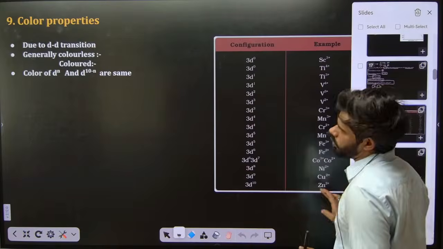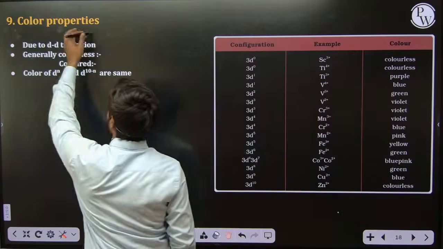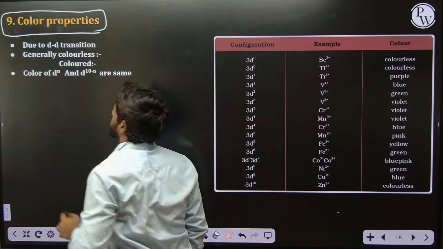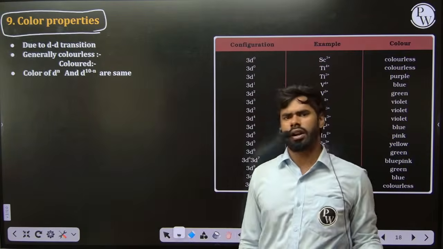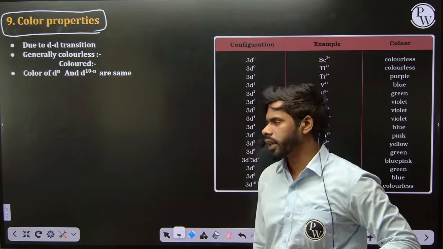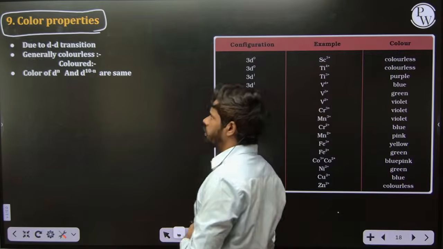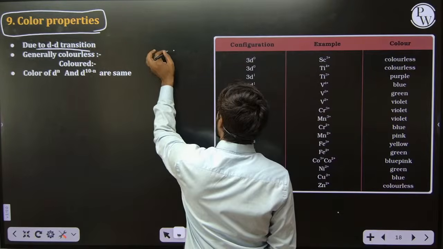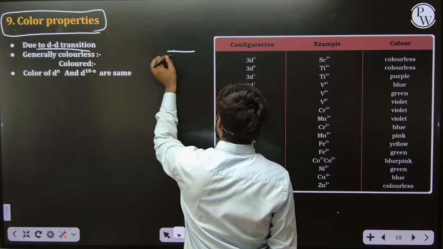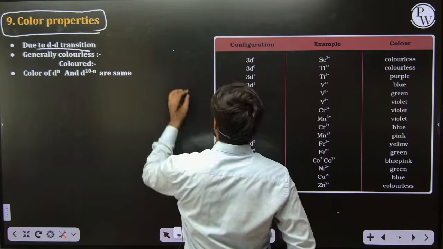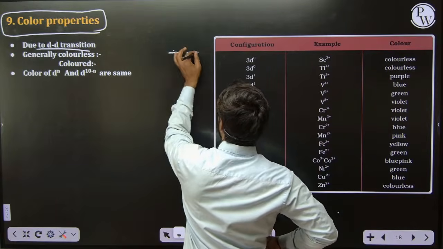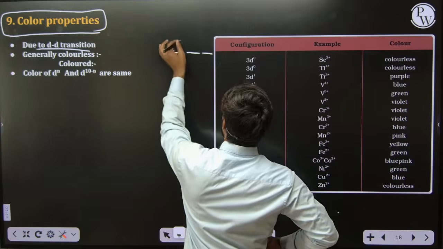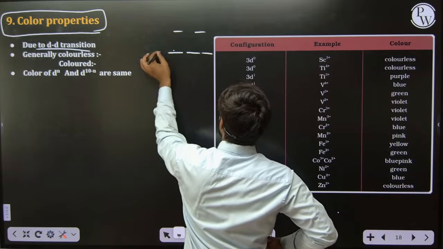Next, the color properties. Anywhere a color is formed, we can say there is a transition, a d-d transition, which occurs because d orbitals are involved. Suppose I take some element having t2g and eg orbitals.